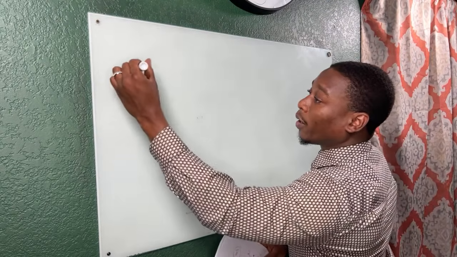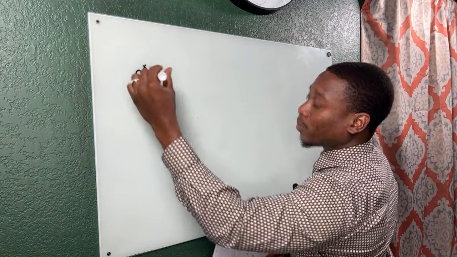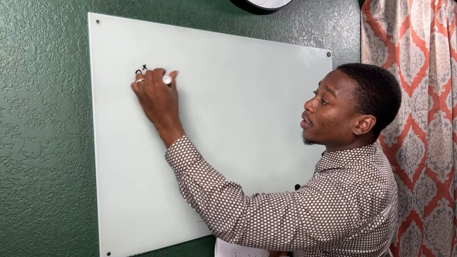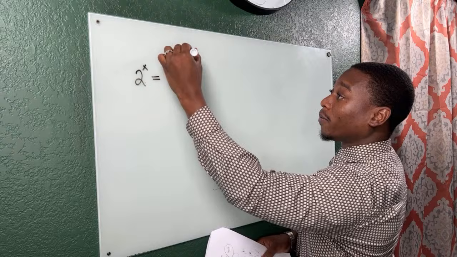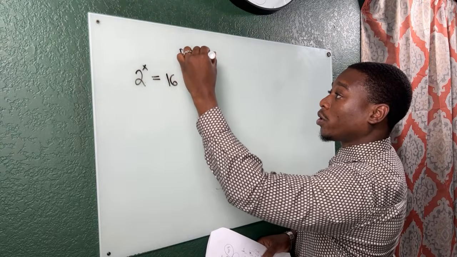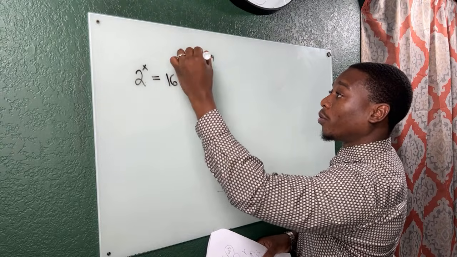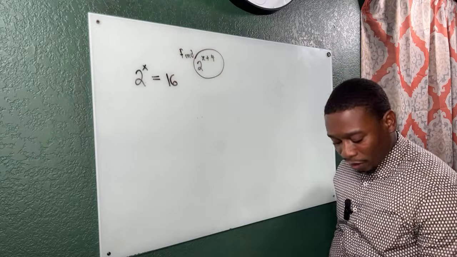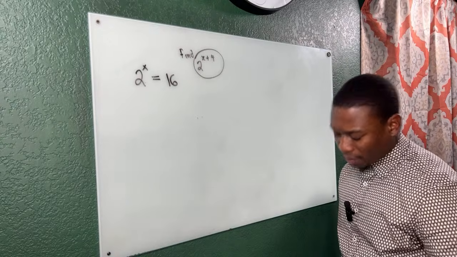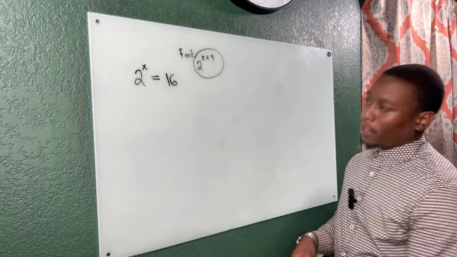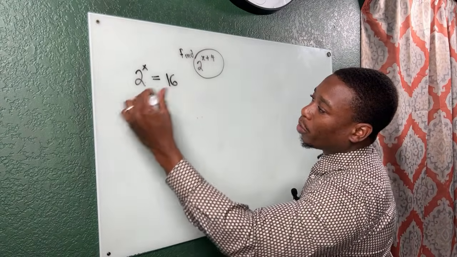All right, so this is one that I really like. So we have 2 to the x power is equal to 16, and they want us to find 2 to the x plus 4 power. So right here, guys, we have to find the same base. So we need to have the same base. So we're going to write 16.